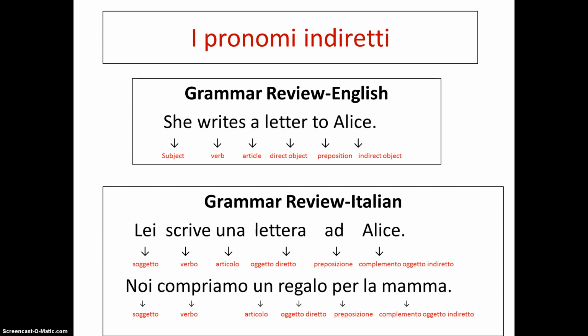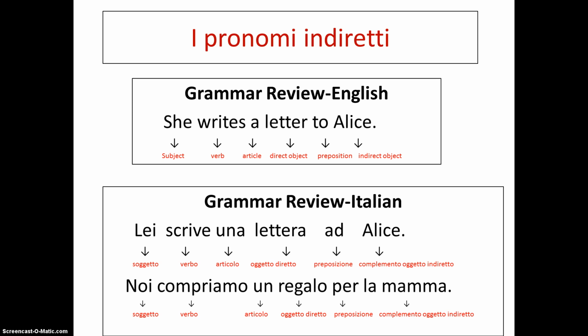Lei scrive una lettera ad Alice. In this sentence, what is being written is the letter. The letter is the direct object and the direct recipient of the verb to write. You don't write Alice literally, you write a letter to Alice. In English, indirect objects are usually introduced by the prepositions to or for. In Italian, they are introduced by the prepositions a or per.